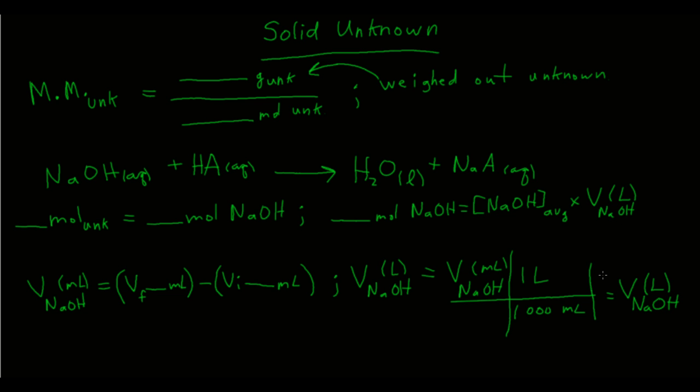Take that, multiply by the average concentration of sodium hydroxide in your stock solution. That gives you moles of sodium hydroxide, which is equal to the moles of your unknown. And this number goes right there. That gives you the molar mass of your unknown. Once more, you're going to do this calculation for each of the 3 Erlenmeyer flasks, add them up, and divide by 3 to get the average molar mass of your unknown, which you'll report.